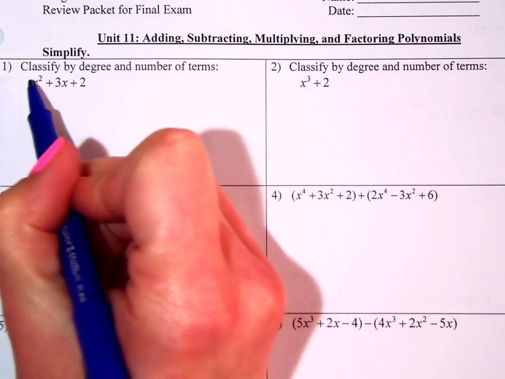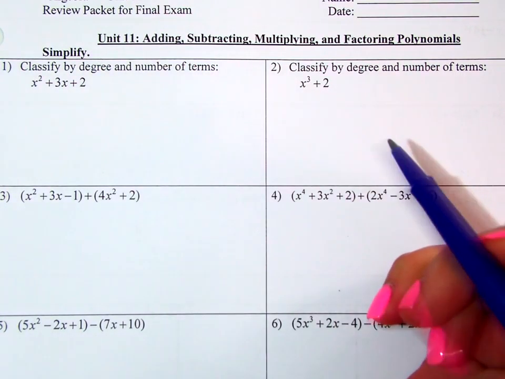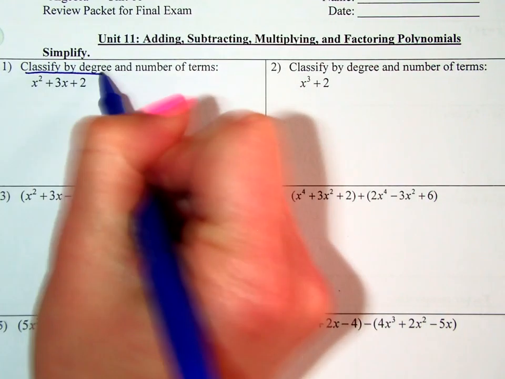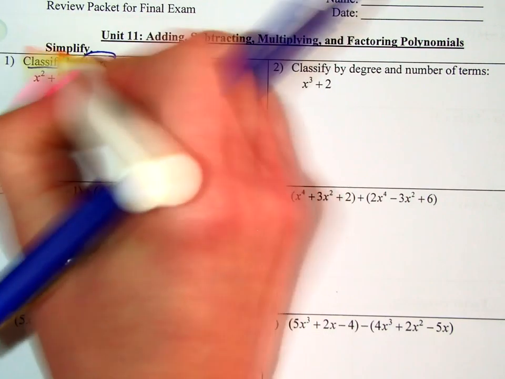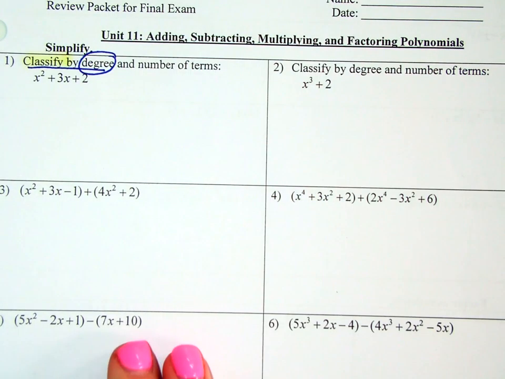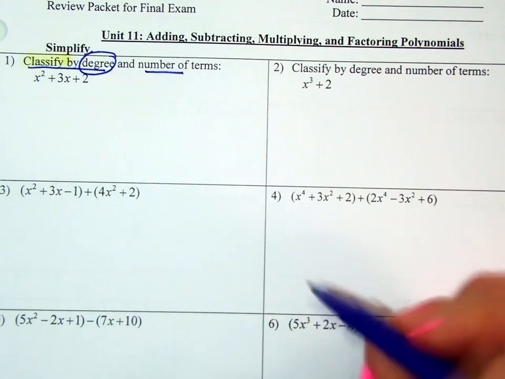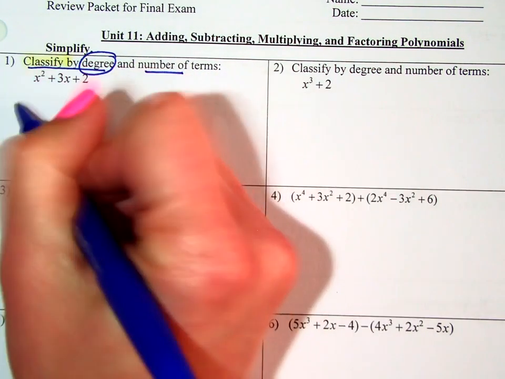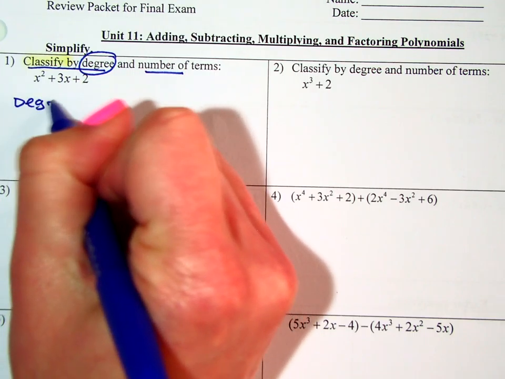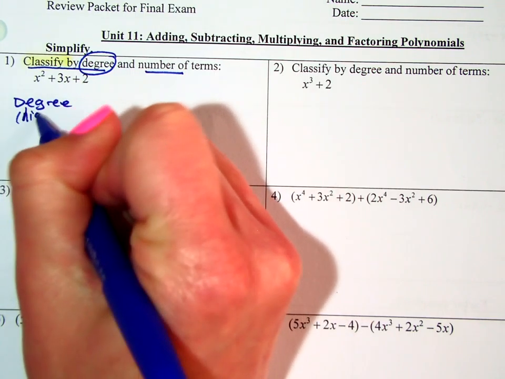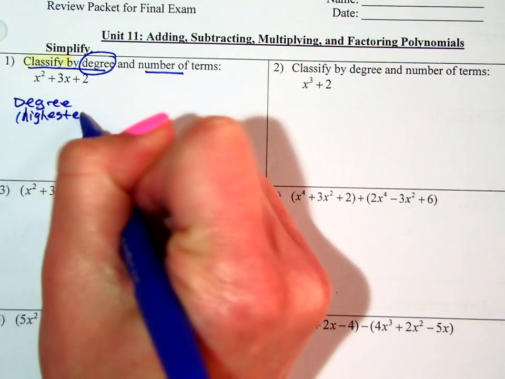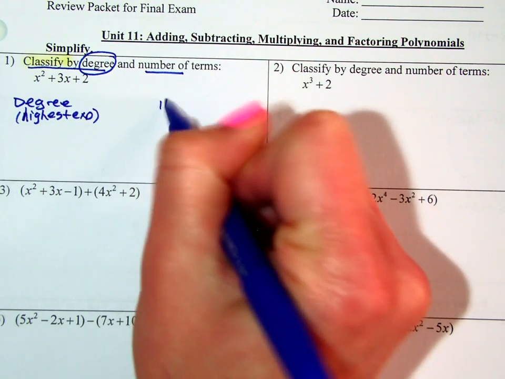So, 1 and 2, I hope you read carefully. It said classify by degree, and this was all about classifying. It wasn't factoring, it wasn't simplifying, it was classifying by degree and number of terms. So remember, degree is the highest exponent, and then we also have number of terms.